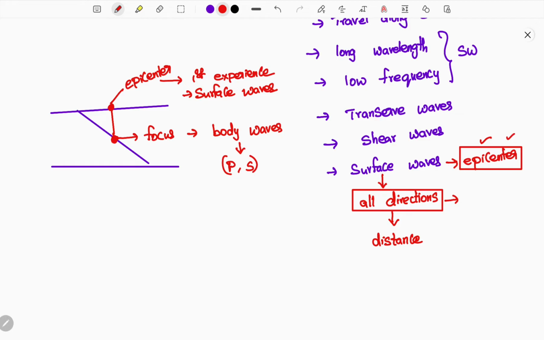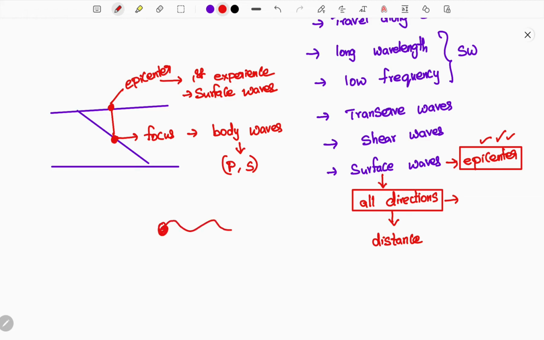Now one thing you need to understand: these surface waves have high intensity, high destruction capability, and high damage is caused close to the epicenter. So you can remember that the seismic waves that create a high amount of destruction, the surface waves, are strongest at the epicenter. So here you will be clear from this point of view.